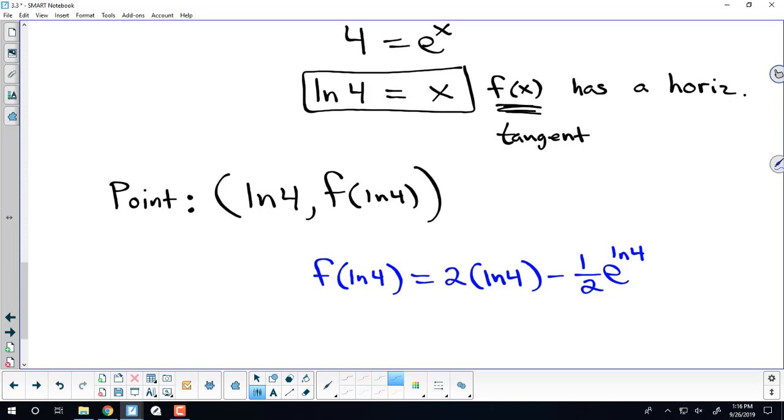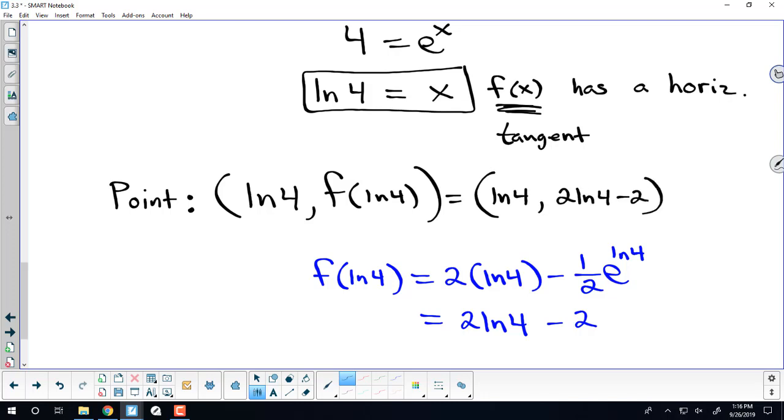So I guess we could get approximate values or just leave them exact. And then negative 1/2 times e to the ln of 4 is negative 1/2 times 4, which is negative 2. So we can plug those in to find them approximately, if we need to. So that's the point on the original function f of x.